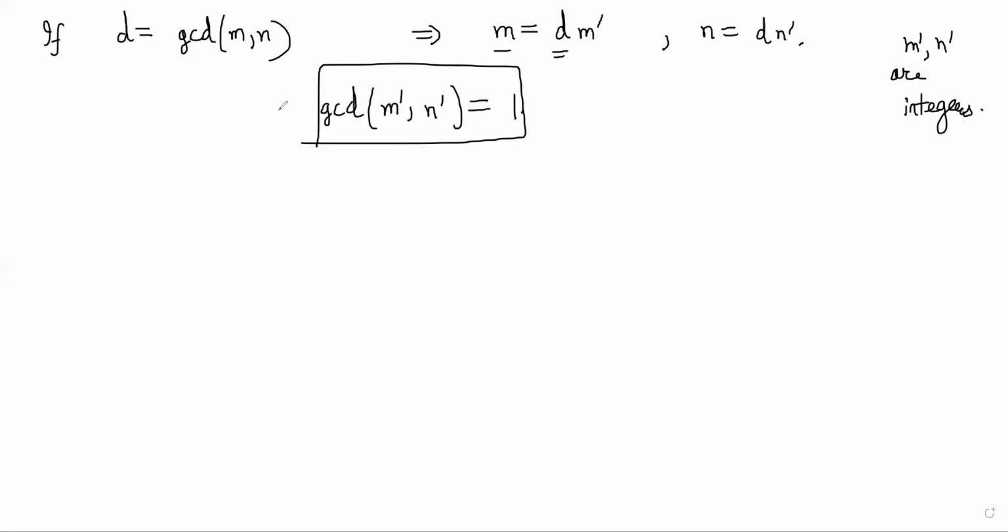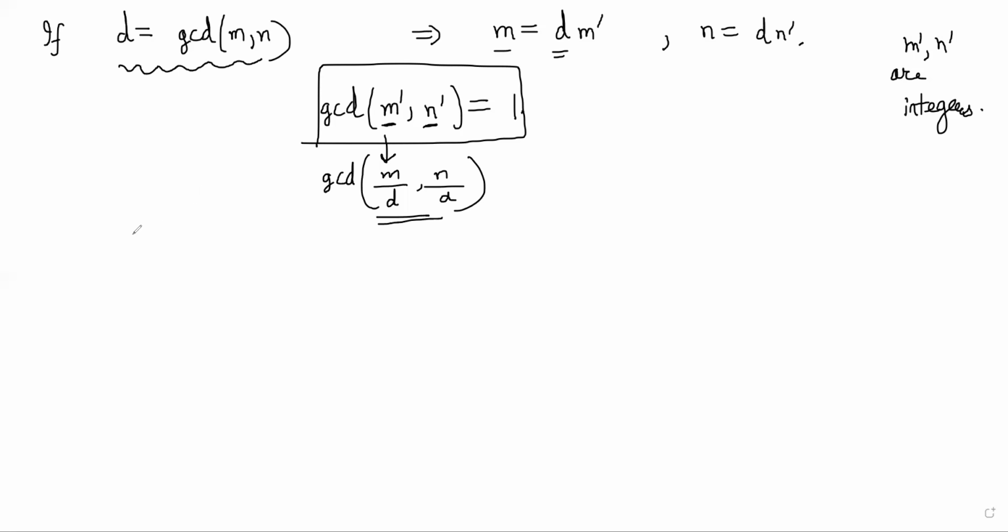What this means is, if d is the GCD of m and n, then if we divide m and n by d, we have taken out the highest common factor. So the remaining part will definitely have no other common factors. Whatever remains when we remove d from m and n, which is m by d and n by d, these two numbers will be co-prime to each other. So it should be fairly obvious.